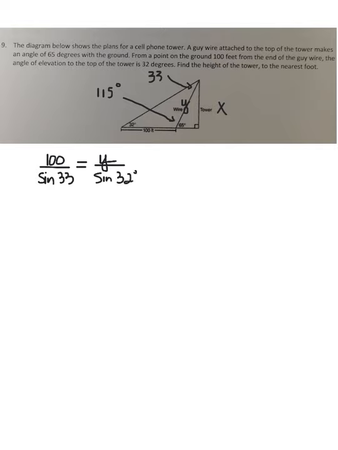Okay, so let's just proceed like we would normally do. So we're going to do y times the sine of 33 equals 100 times the sine of 32. And then I'm going to divide out the sine of 33.